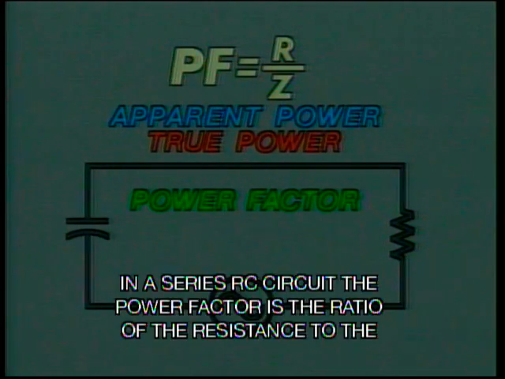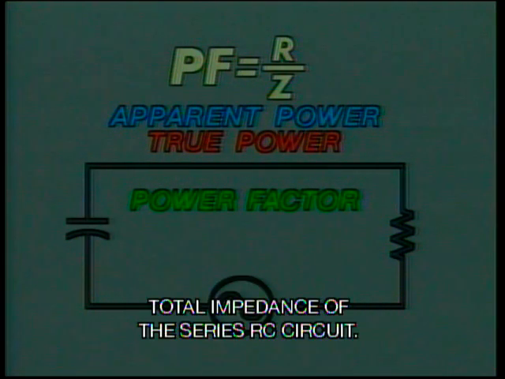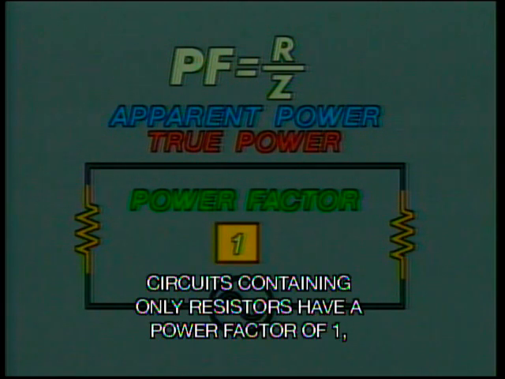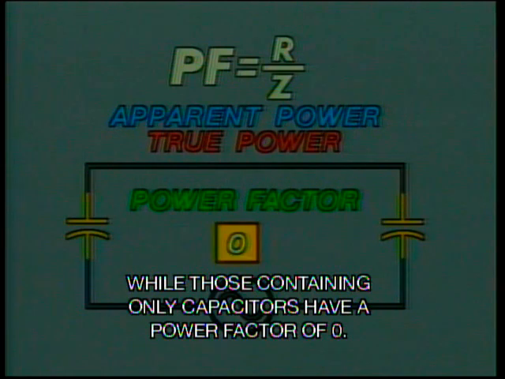In a series RC circuit, the power factor is the ratio of the resistance to the total impedance of the series RC circuit. Circuits containing only resistors have a power factor of 1, while those containing only capacitors have a power factor of 0.